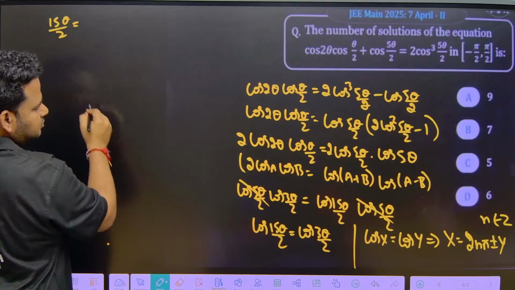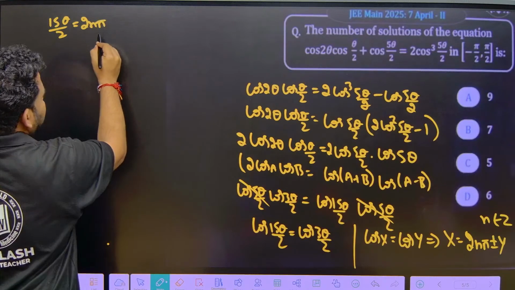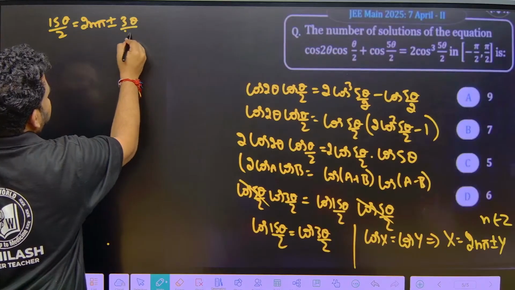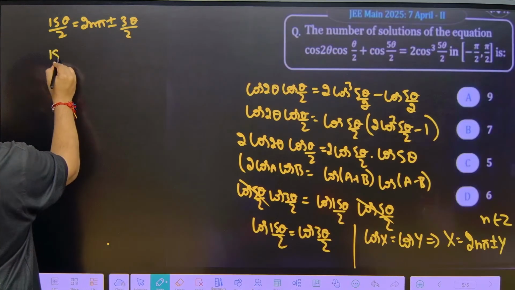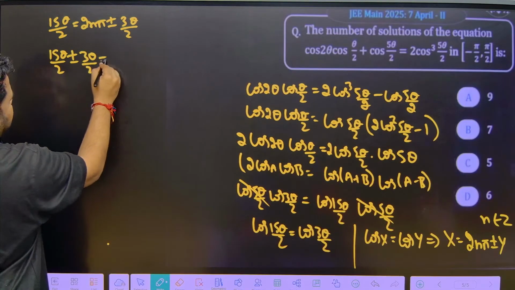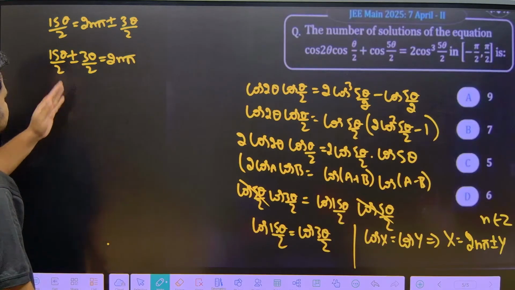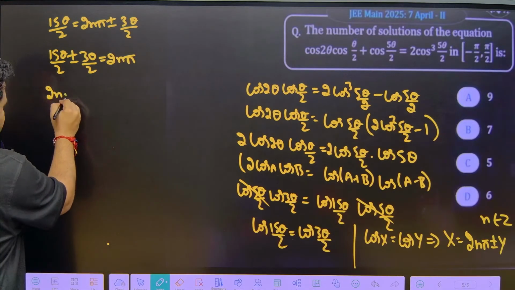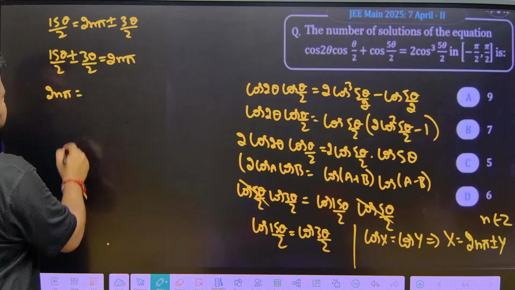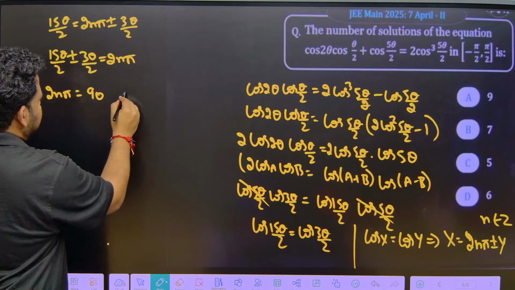15 theta by 2 is equal to 2n pi plus or minus 3 theta by 2. If I present this side, 15 theta by 2, this will become plus or minus 3 theta by 2 is equal to 2n pi, correct na? Now if I put plus, I will get 15 plus 3 is 18, 18 by 2 is nothing but I will get 9 theta, okay.